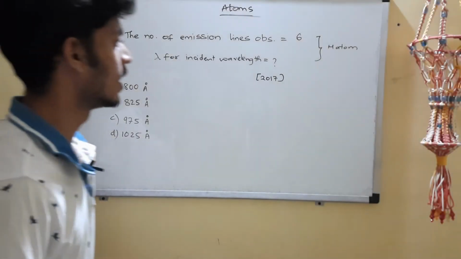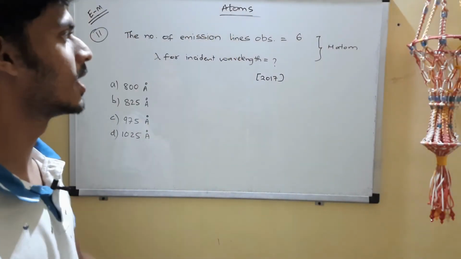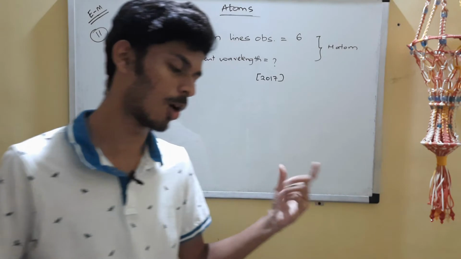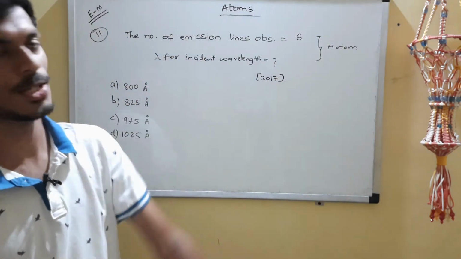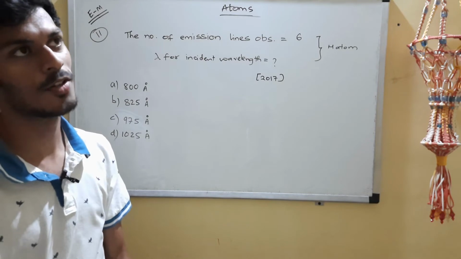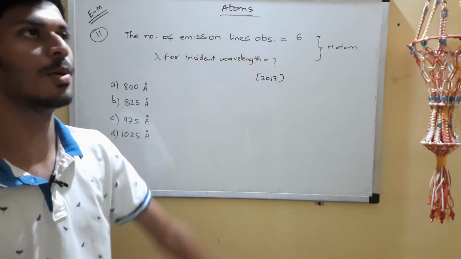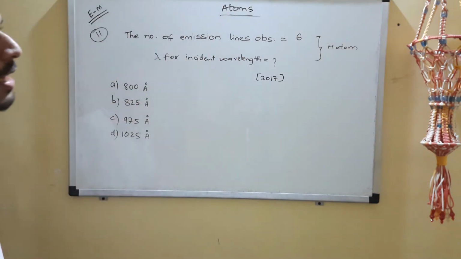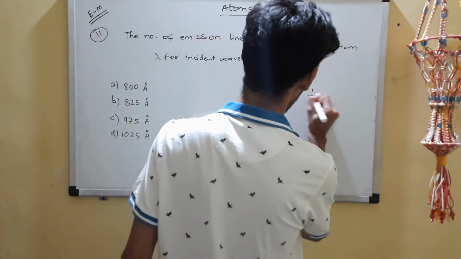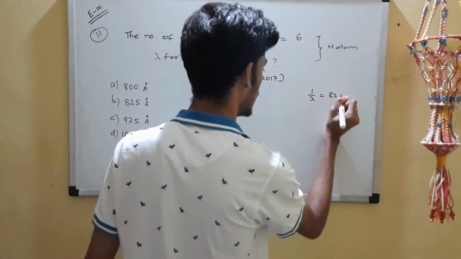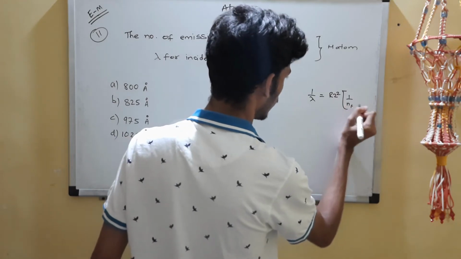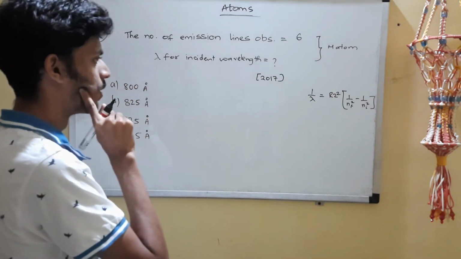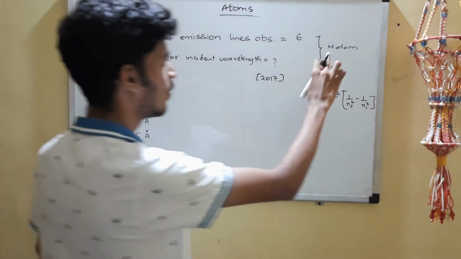So question number 11 from 2017, the first from the easy to moderate category. In this question, some radiation of particular wavelength is incident on a hydrogen gas. The number of spectral lines observed was 6. You are supposed to tell the wavelength of the incident radiation. So you can guess that the formula we are going to use is 1 by lambda equals R Z squared into 1 upon n final squared minus 1 upon n initial squared, right?